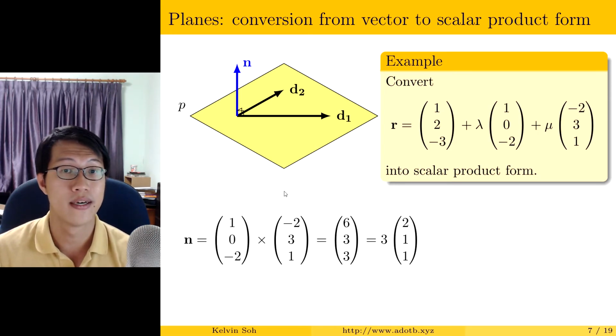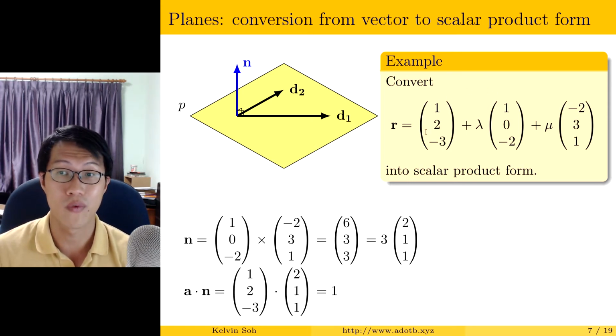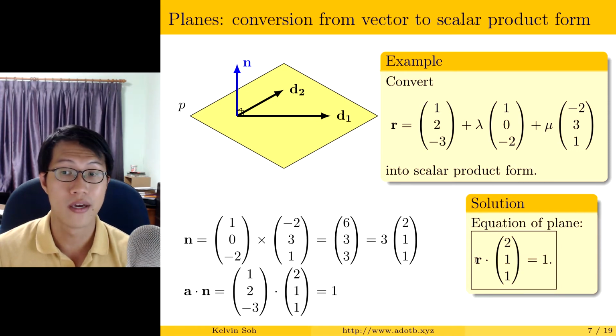So to form the scalar product form of the plane, we take a dot n. A is a point, we have (1, 2, -3) dot our normal vector (2, 1, 1), which will give us 1. So we'll write out the equation of the plane, which will be r dot our normal vector (2, 1, 1) equals 1.